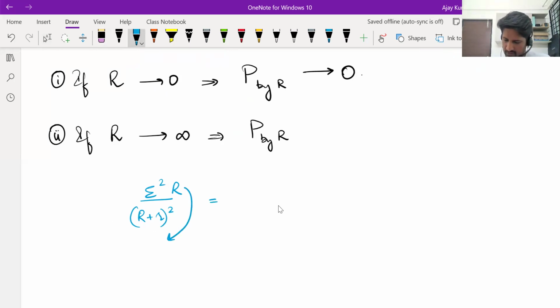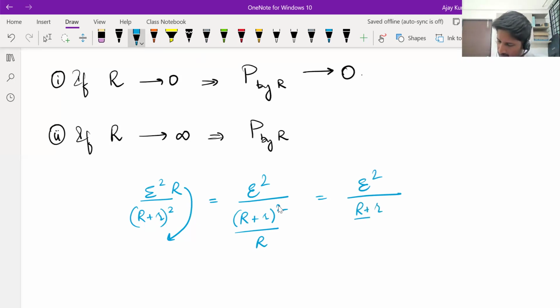Send this to the denominator. It becomes E square by capital R plus small r whole square divided by R. That is E square divided by, now that capital R, which is in the denominator of the denominator, I'll send it into the square. You can write it this way: R plus r divided by root R whole square. So that becomes E square divided by root capital R plus small r by root capital R whole square.